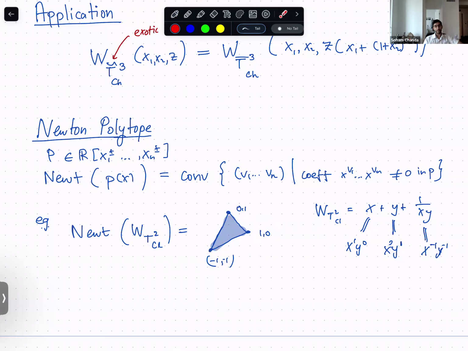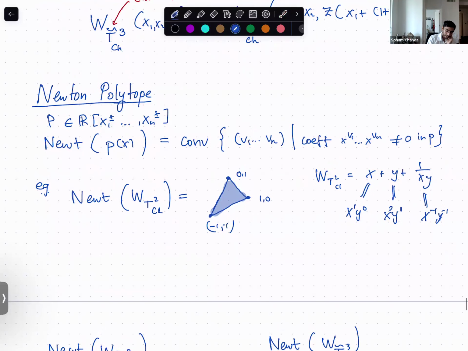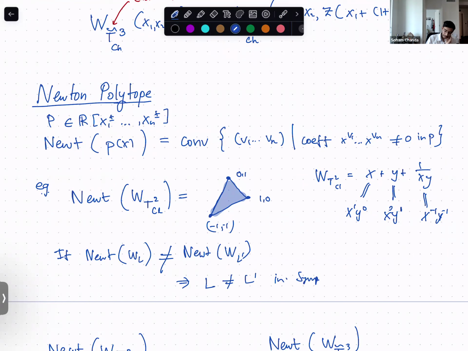If you have a bigger polynomial, you'll have more points and a bigger polygon. And if you have more variables, you have a polytope instead of a polygon. Something to note is that if the Newton polytope of W_L is not equal to the Newton polytope of W_L prime, that would mean that L is not equal to L prime up to symplectomorphisms. And here this inequality is up to affine transformations.